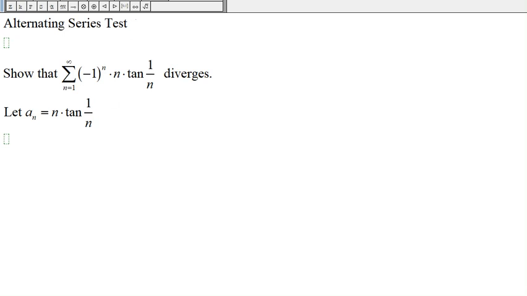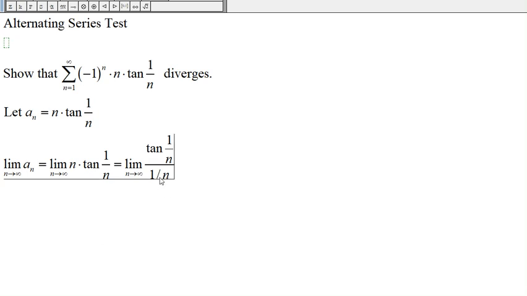And so the limit as n approaches infinity of b sub n would be the limit of n times tangent of 1 over n. And then we can rewrite this like this. Dividing by 1 over n is the same as multiplying by n.